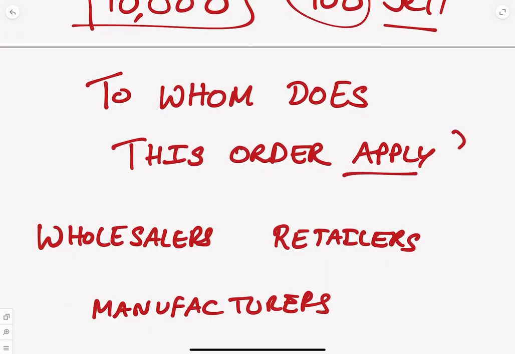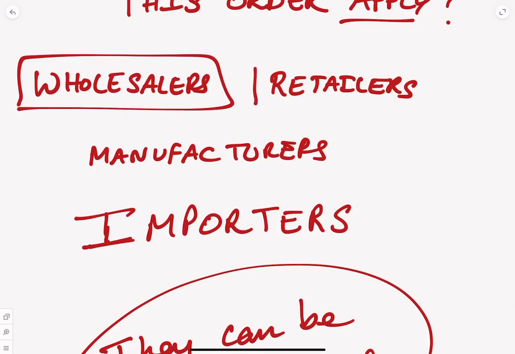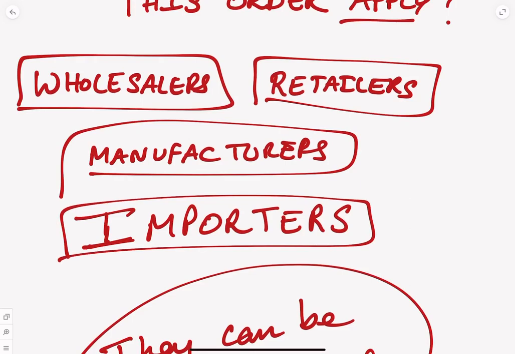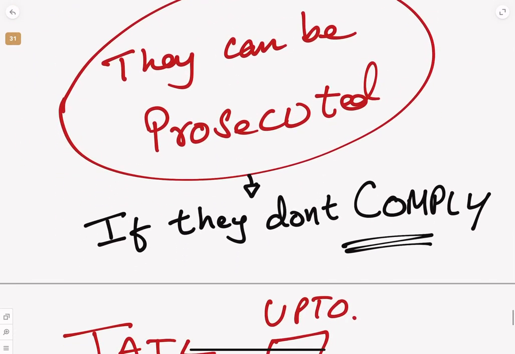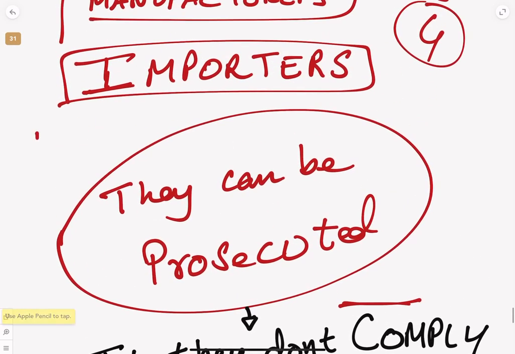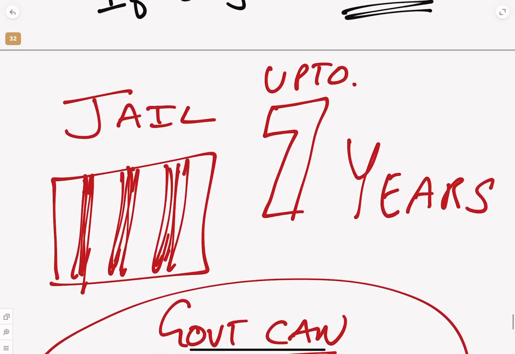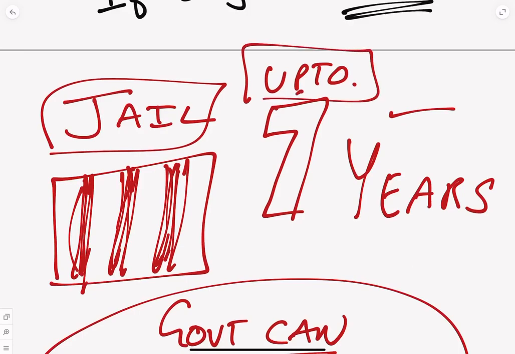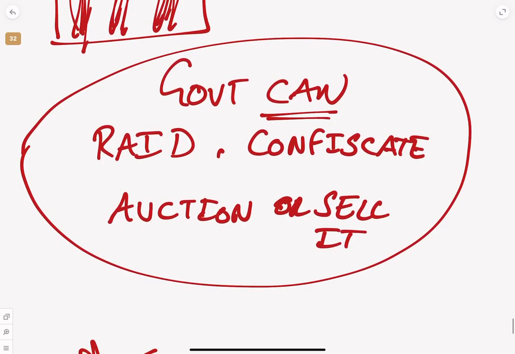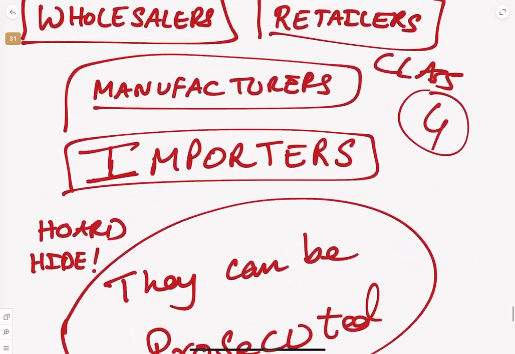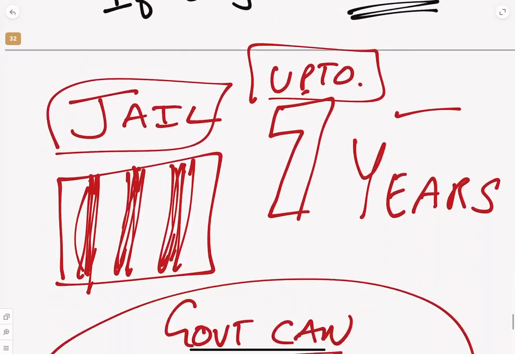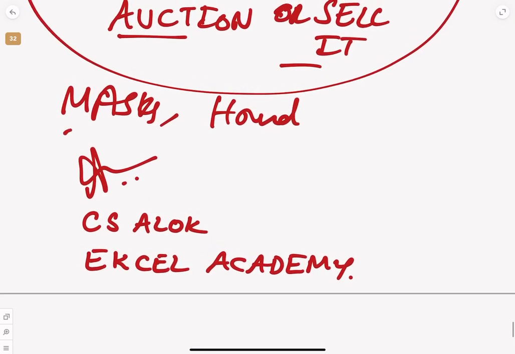So to whom does this order apply? This applies to our wholesalers, our retailers, manufacturers and importers. So for all these four classes of people, not four people, four classes of people, this order will apply. And they can be prosecuted if they don't comply, if they hoard, correct? If they hide it, if they hoard it, it is a violation of the Essential Commodities Act. They can be prosecuted and even sent to jail for up to 7 years. Not 7 years, up to 7 years. This is quite serious. So now government can raid, confiscate, auction or sell any of the masks or the hand sanitizers if they are hoarding or hiding. Who? These wholesalers, retailers, manufacturers, importers. So that is how government will ensure that everybody gets these masks and hand sanitizers.